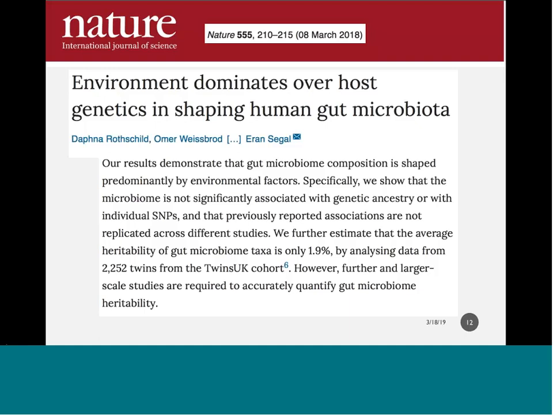Now, I want to be a little bit careful here. My colleague Federico actually does work on how genetic factors influence the gut microbiome, so I don't want to act like this is a closed debate, but I think this is a reasonable summary of where the evidence is about the overwhelming role of the environment in shaping the human gut microbiota.